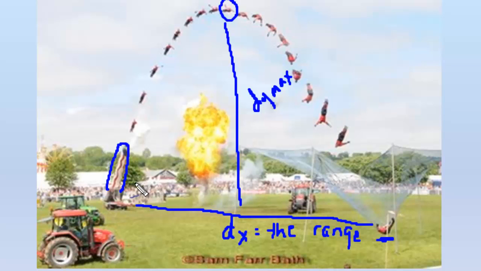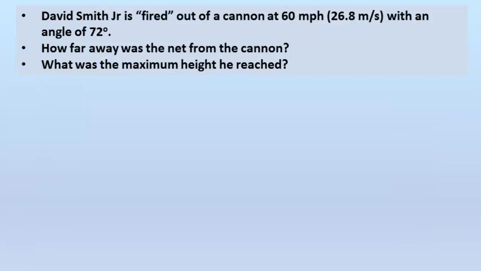We're going to have some initial velocity coming out of that cannon, and that velocity is going to be at some angle. We're going to be interested in how far, the range of it, and also what is his maximum height. Note that maximum height happens at the halfway point, so t1/2, or as I like to say it, t on the way up.